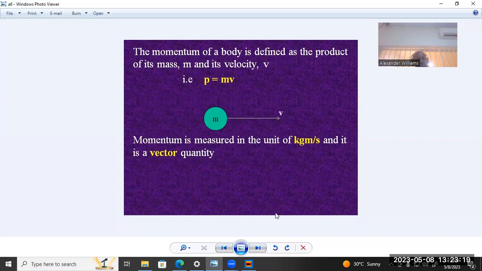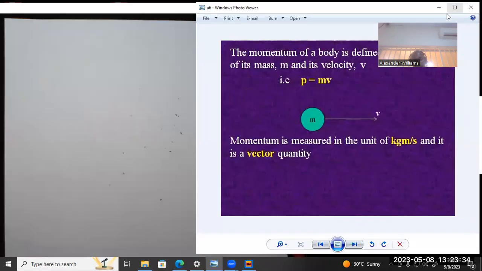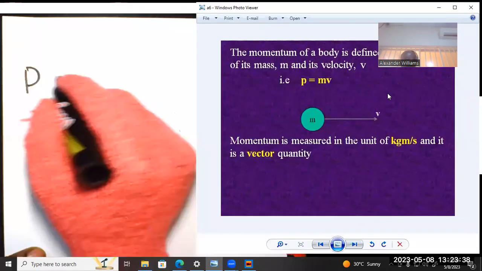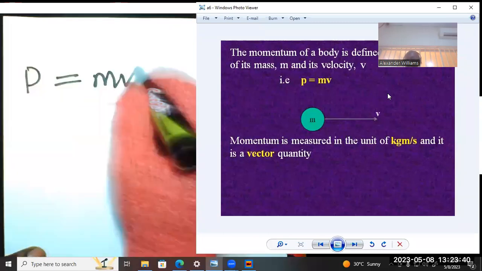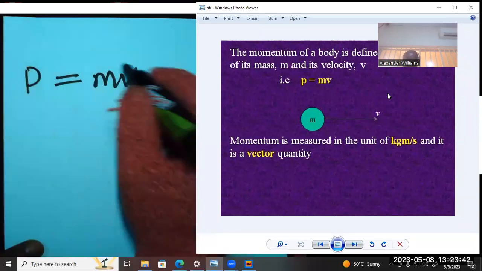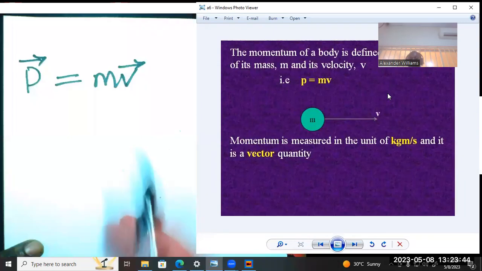Momentum of a body is defined as the product of its mass, m, and its velocity, v. Mathematically, you have that written there: P equals mv. What that means is that since velocity is a vector quantity, momentum is also a vector quantity.